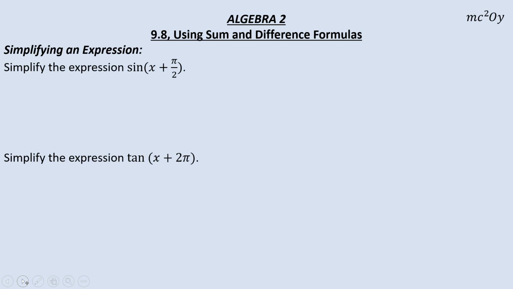Simplify the expression. The sine of x plus pi over 2, this would be like our A, and this would be our B. So we have sine of A cosine of B plus cosine of A times sine of B. Okay, that's going to give me sine x times cos pi over 2 plus cos x times sine pi over 2.